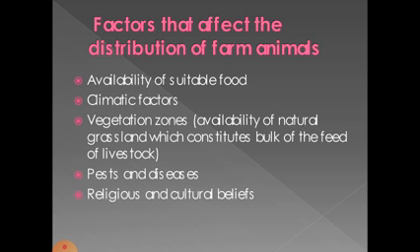Factors that affect the distribution of farm animals. Below are some of the factors that affect the distribution of farm animals in Nigeria. Availability of suitable food, climatic factors, vegetation zones, that is, the availability of natural grassland which constitutes the bulk of the feed of livestock, pests and diseases, prevalence of pests and diseases, religious and cultural beliefs.